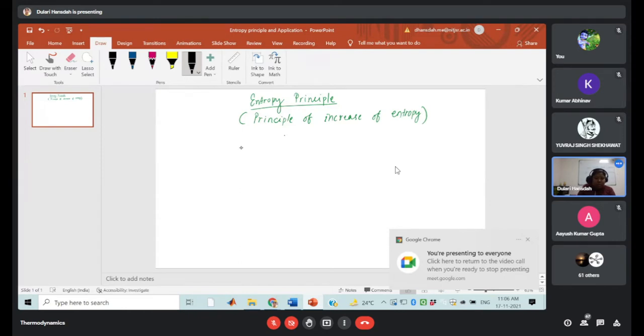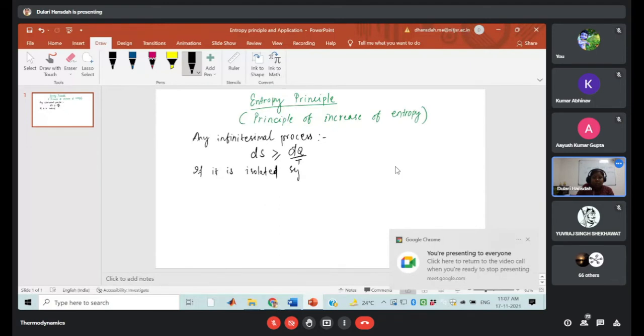So we will derive, or we will see it, by using the equation. So all of you know that for any infinitesimal process, we have ds is greater than or equal to dq upon T, right? So far we have discussed this equation. So for any infinitesimal process, ds will be greater than or equal to dq upon T. So if it is the isolated system, in that case dq will be 0.